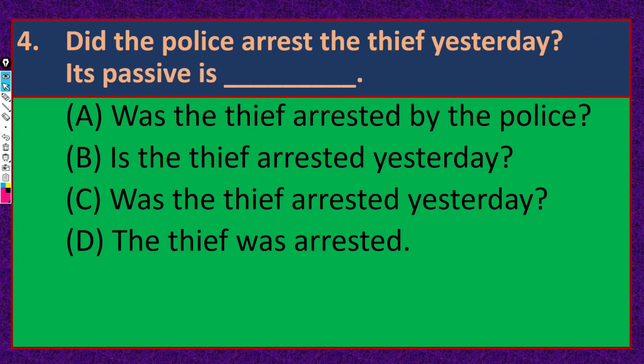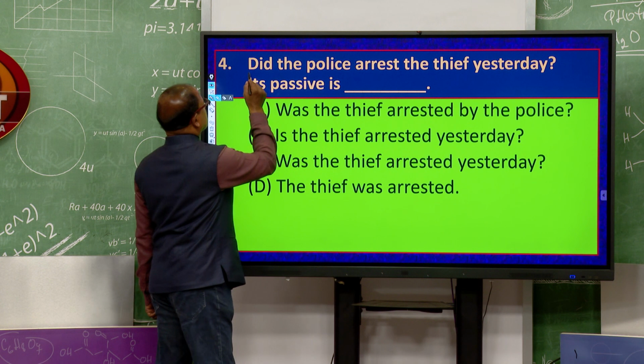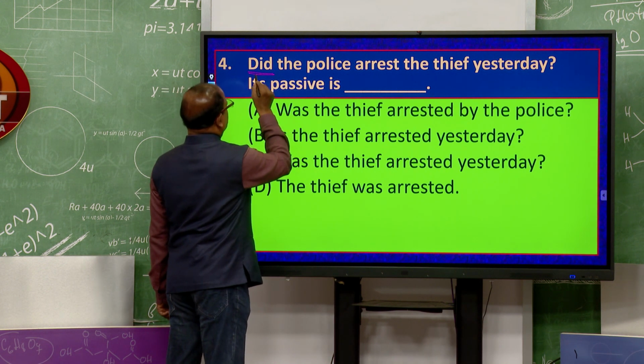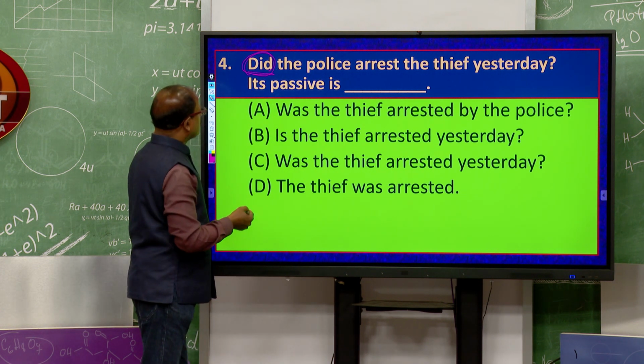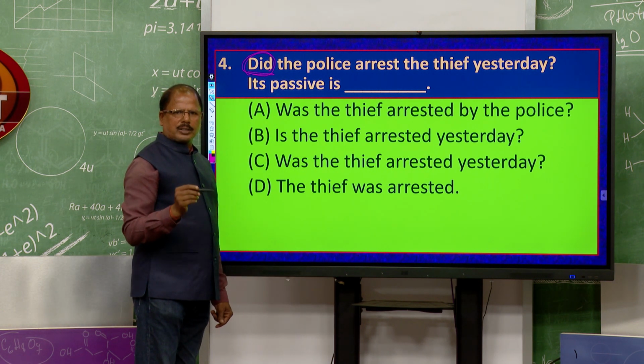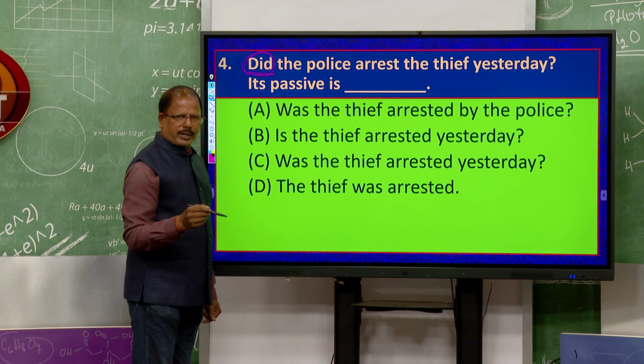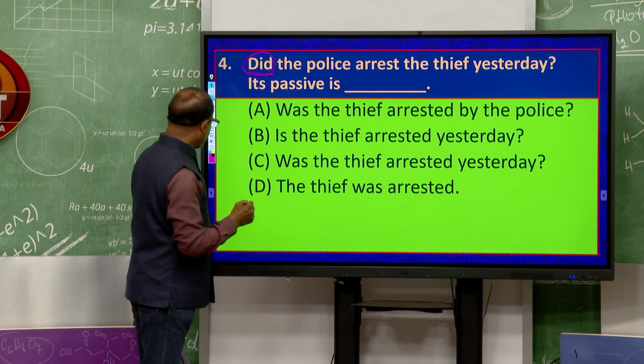So, you just see, was the thief arrested by the police? By the police, arrested means police is understood. So, there should not be any police, right. And again, is the thief arrested yesterday? But the sentence is did; here you see the sentence is in past simple, because did is the operator or the auxiliary verb here, and that is why the sentence is in past form, and the past passive is was, right, was plus third form of the verb.